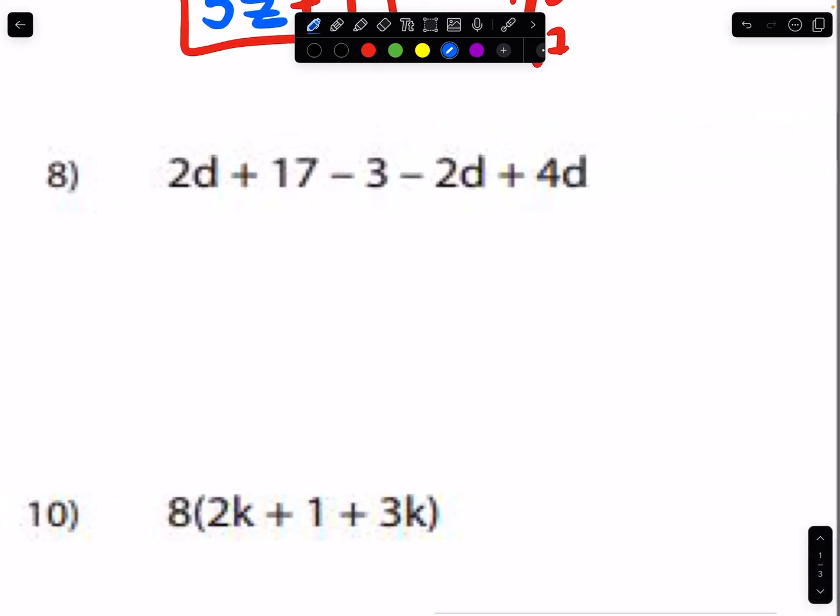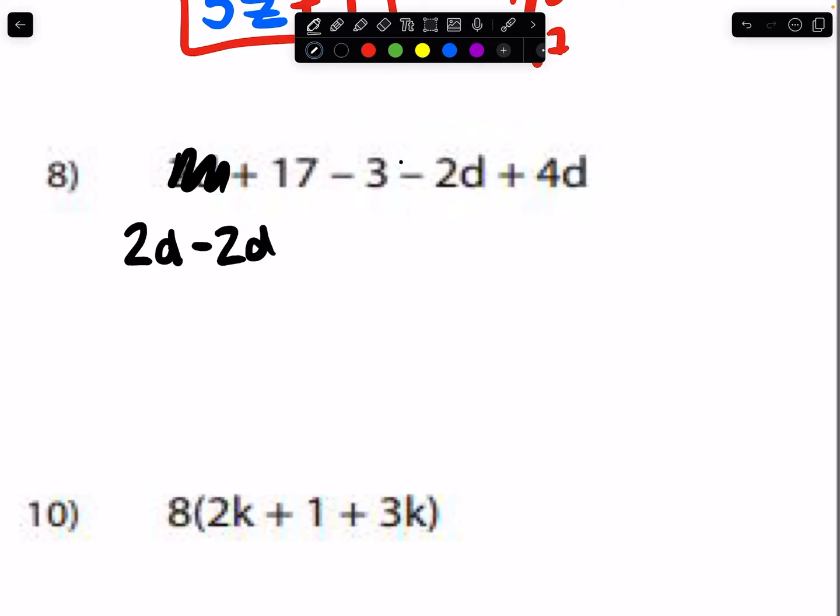Number 8 does not have any parentheses. So this one you're just going to put in order and combine. So push pause, give it a try, and then come back. Rewriting it, 2d minus 2d plus 4d.